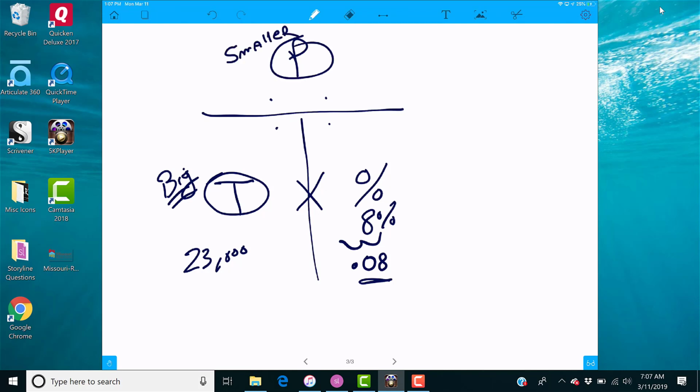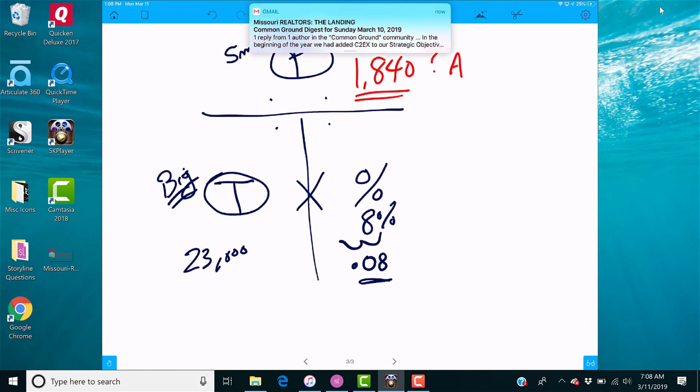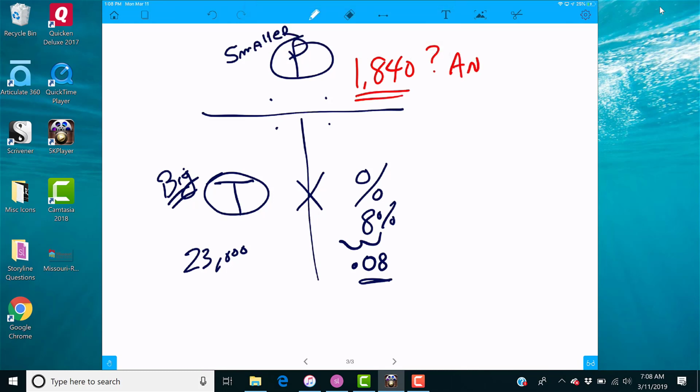We are solving for interest on this loan. So 23,000 times 0.08 will give us $1,840. Now, what is this? This is your annual interest. That's your annual interest right there.